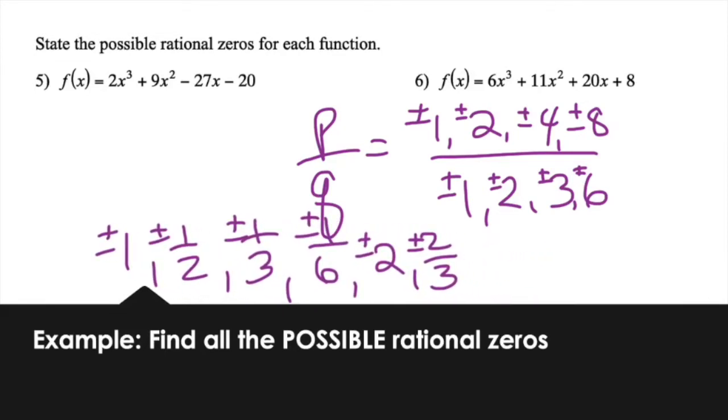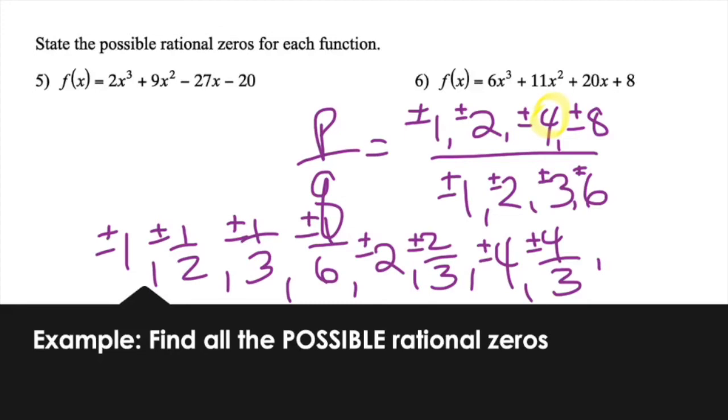Now we need to do the 4. We're going to do 4 divided by 1 is 4. We need to write that one down. And 4 divided by 2 is 2. We've already written that one down, so we don't need to. And 4 divided by 3, we do need to write down. And 4 divided by 6 is 2/3, and we've already written that down, so we don't need to.